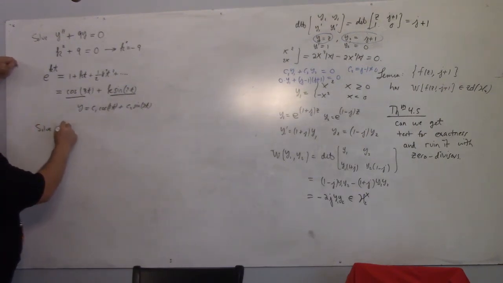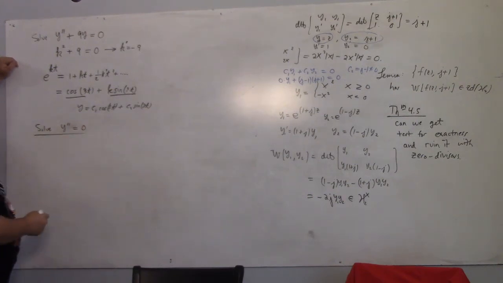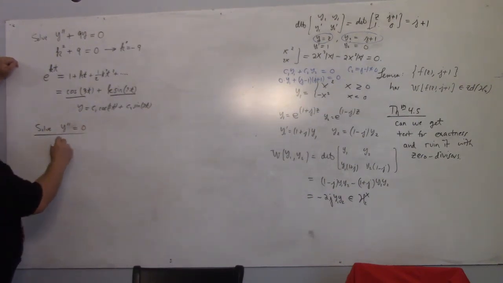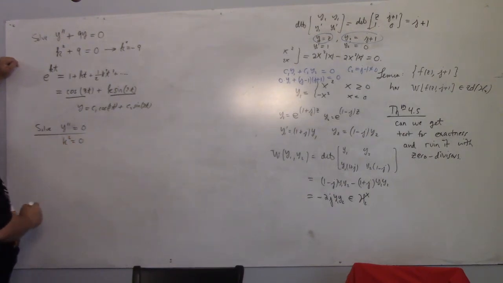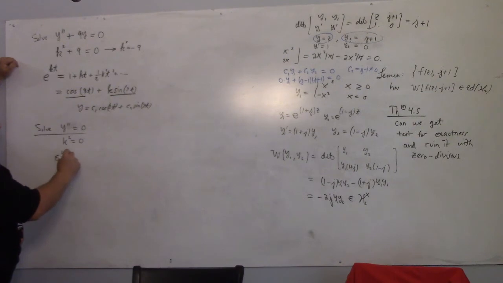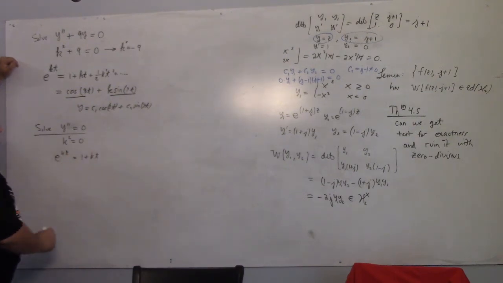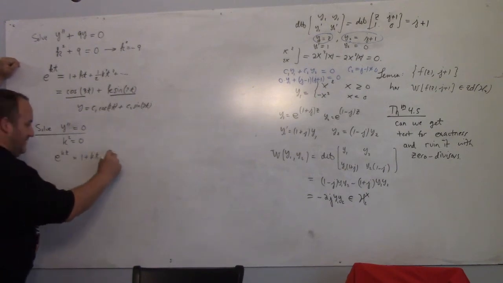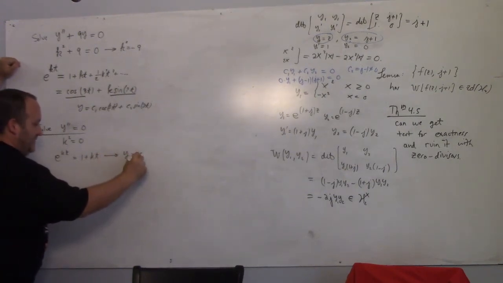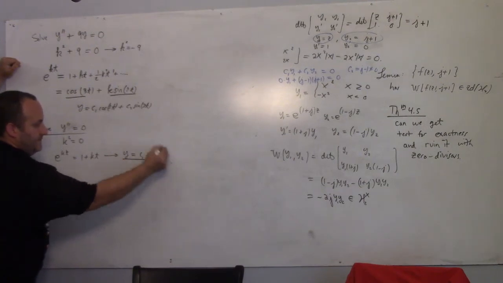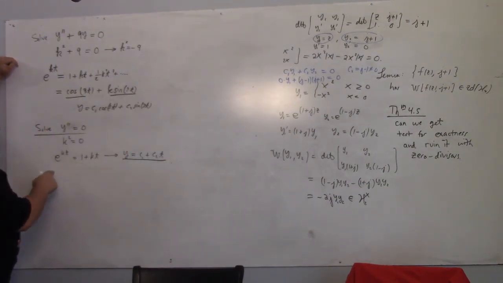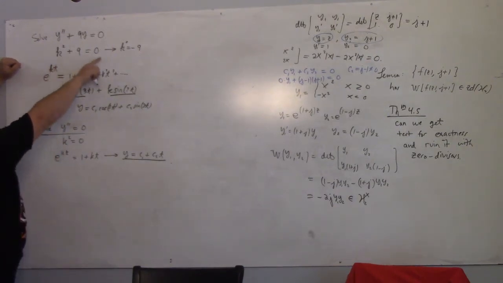Solve y'' = 0. So I'm looking at k squared equal to 0 this time. I do e to the kt, 1 plus kt. It stops there. That tells me that y is equal to c1 plus c2 t, because those are the functions that appear in the exponential. Those are the special functions. 1 and t are the special functions of the characteristic algebra. Cosine 3t, sine 3t are the special functions of the characteristic algebra.